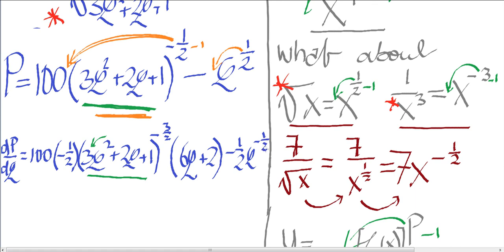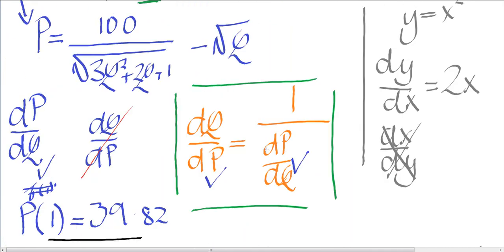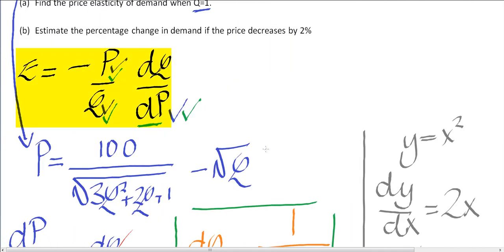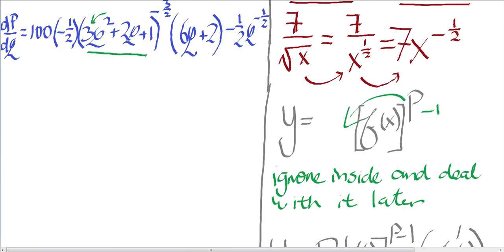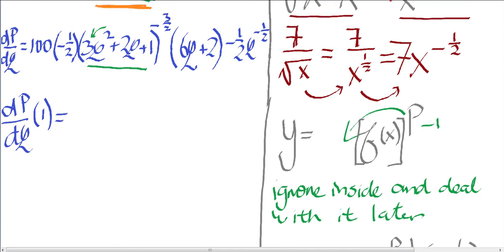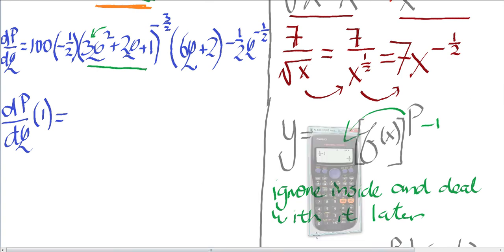Now, as bad as that looks, the good thing about it is I don't need to clean that up anymore, because remember what I was looking for. I'm looking for elasticity. So I need the value of dp dq. What is the value of dp dq when I sub in 1? I don't need to sub in 1 on pen and paper there. Let's just save time and use the calculator. We have a lot to type in, but we would have to anyway.